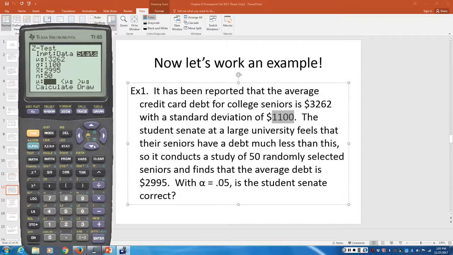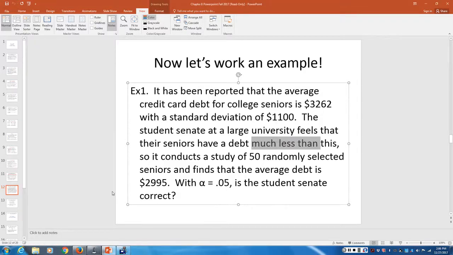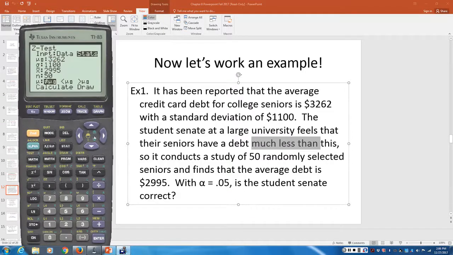The line that we're on now, the one that comes right before calculate or draw, is asking you, what does H1 say? It's less than. The Student Senate says their seniors have a debt much less than this. So when we pick a sign for H1, we need to choose the one that says less than. So you put your cursor on the one that says less than, and you select less than.